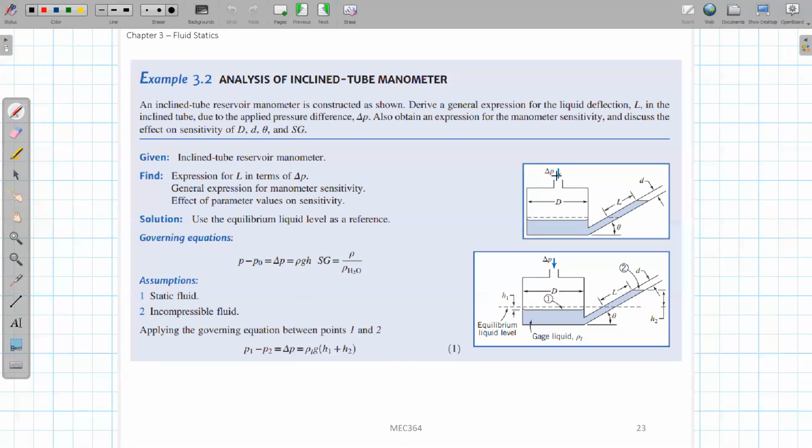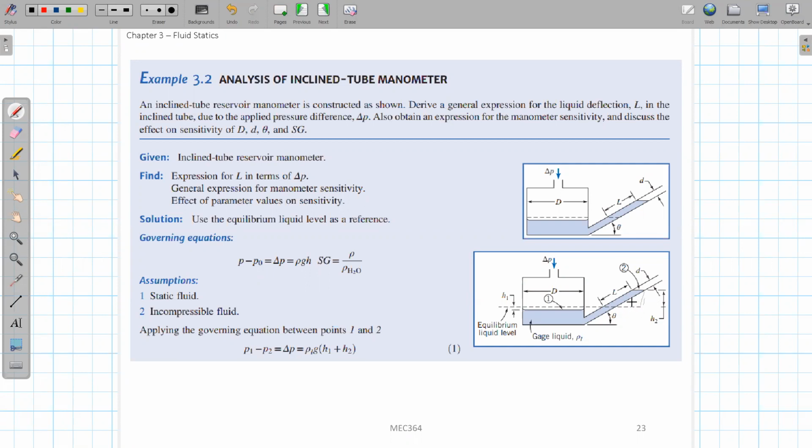But if you add a pressure inside this tank, the fluid level in the tank will drop by a small distance, which is called h1. In the meanwhile, starting from this dashed line, the gauge fluid in this inclined tube will gain a length L. If you use this L times sin theta, you get this length here, which is H2. H2 will be equal to L times sin theta.